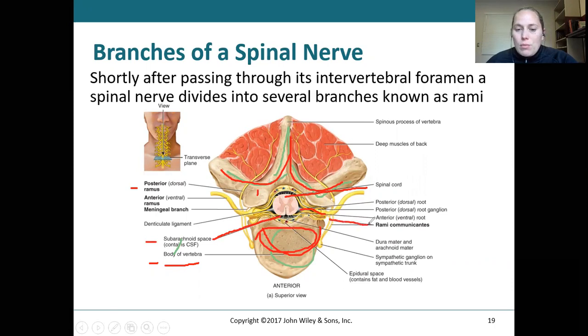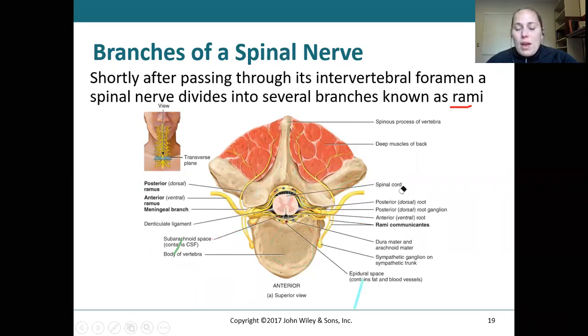So these are called the rami communicantes. These branches that branch off of the spinal column are known as rami. So here you can see them branching off of the spinal cord, again, either projecting out into muscles in most instances to allow for some type of somatic response.